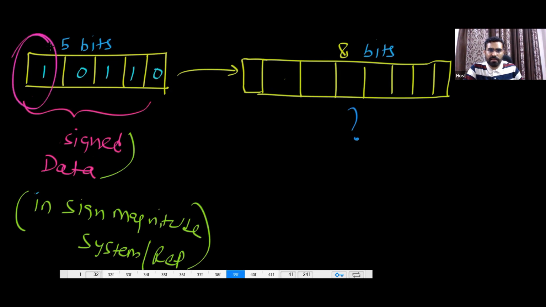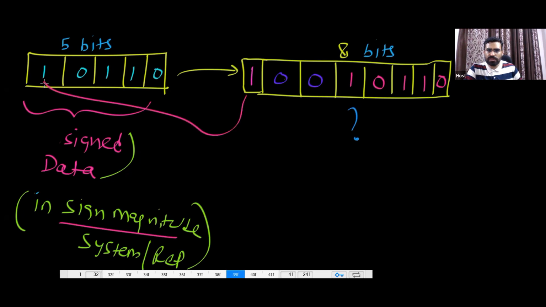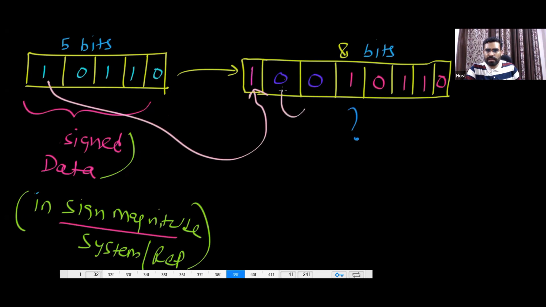This is the sign. So the sign you will keep as it is. Then you will put some extra zeros, and then your original data, 10110. Very simple. So in sign magnitude system, you copy this sign, and some extra zeros you will put. These extra zeros will be part of the magnitude.